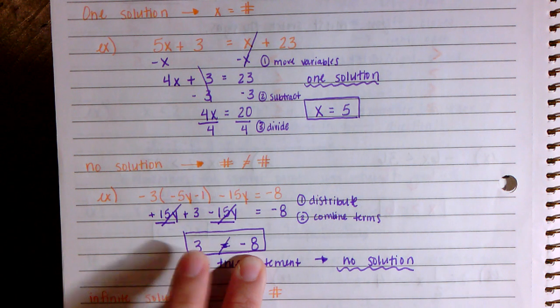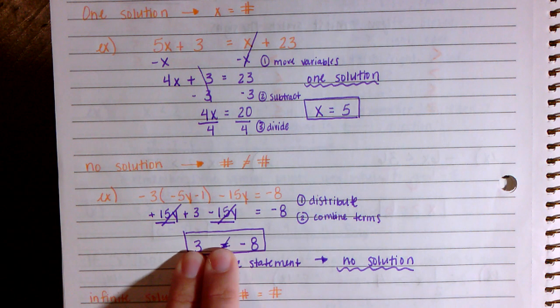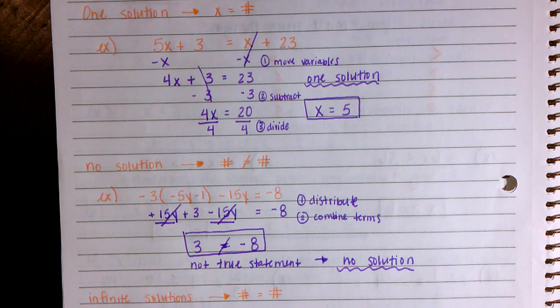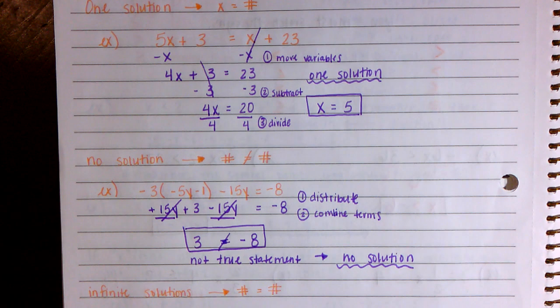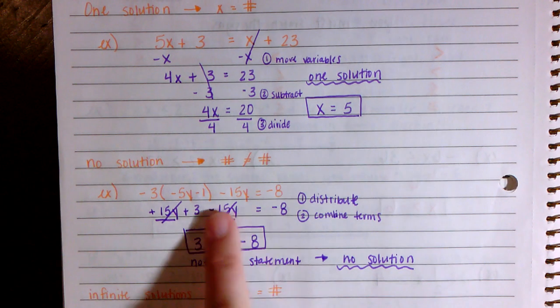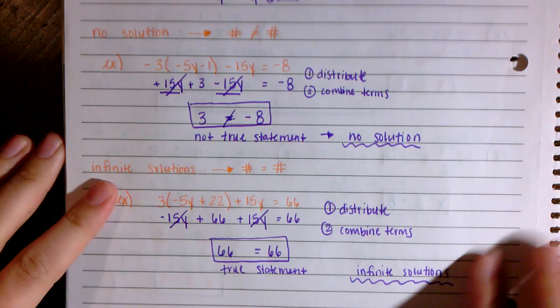I know for a fact that 3 is not -8. It does not equal -8. 3 can only equal 3. It's the only thing that 3 is. It can't be any other number or else it's not 3 anymore. So this is not a true statement, which means that there's no solution. There's no number that you can put in there to make this true. Like, this isn't going to work.